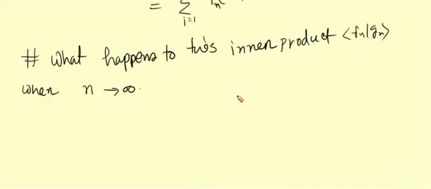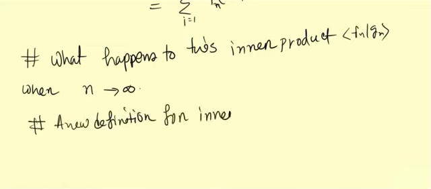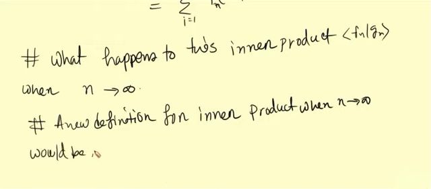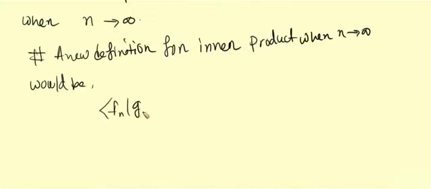So a natural choice that will give us a smooth inner product, that is, when the limit n goes to infinity we can obtain a smooth limit, is to replace this inner product. So let me write a new definition for the inner product when n goes to infinity. It would be f_n, g_n.